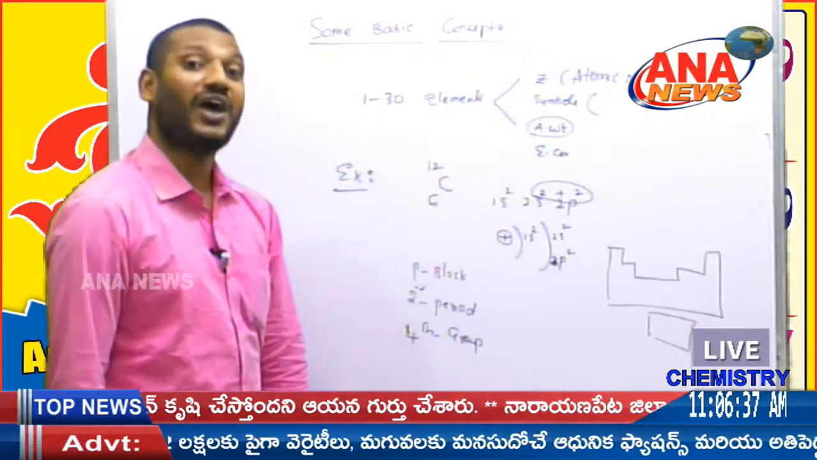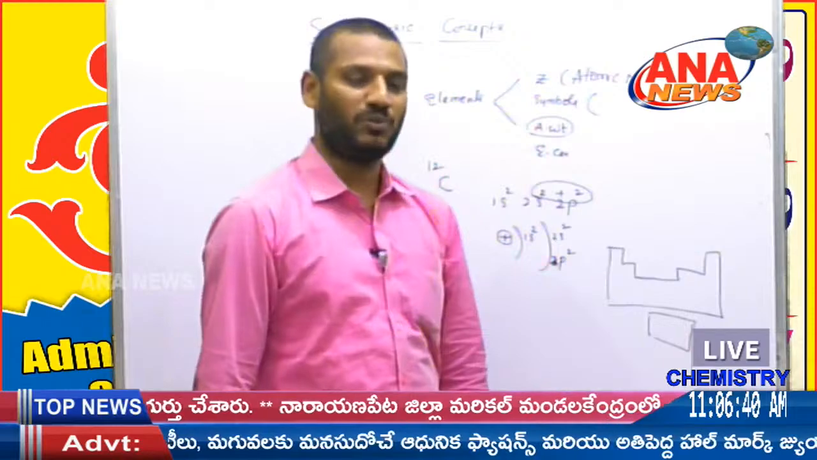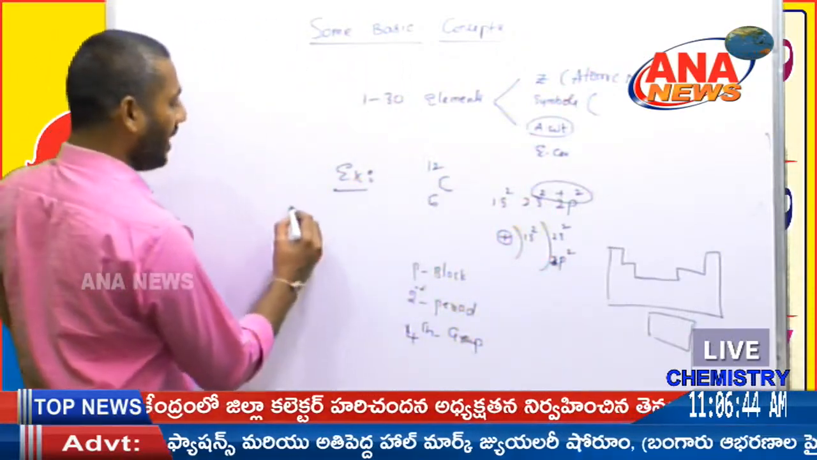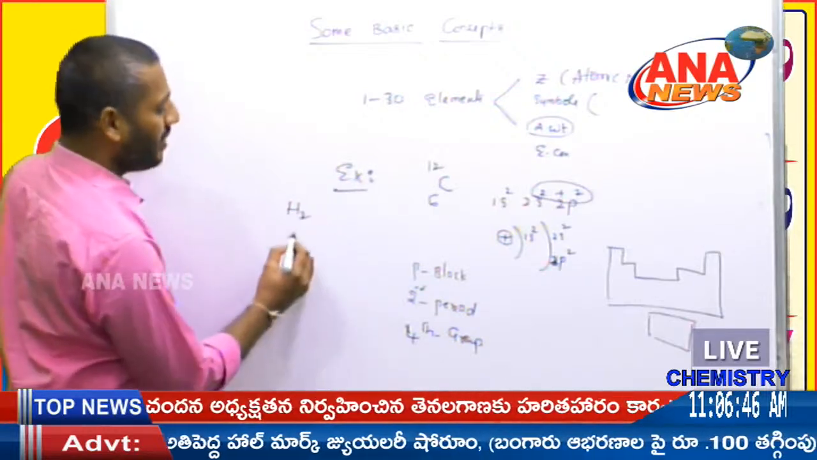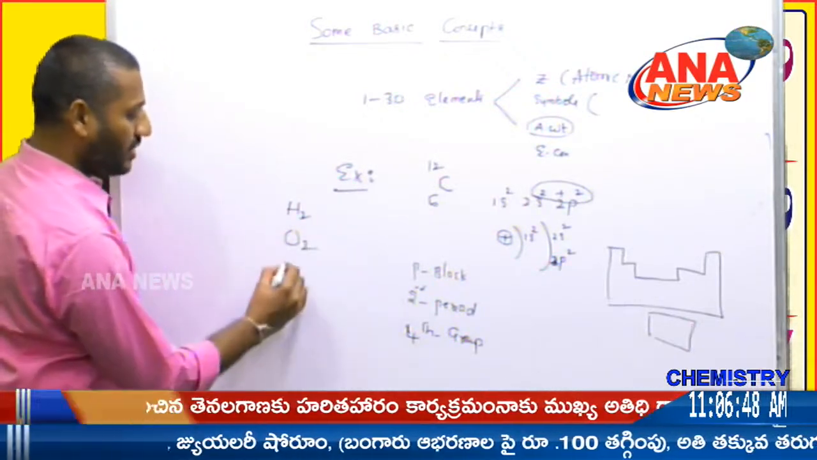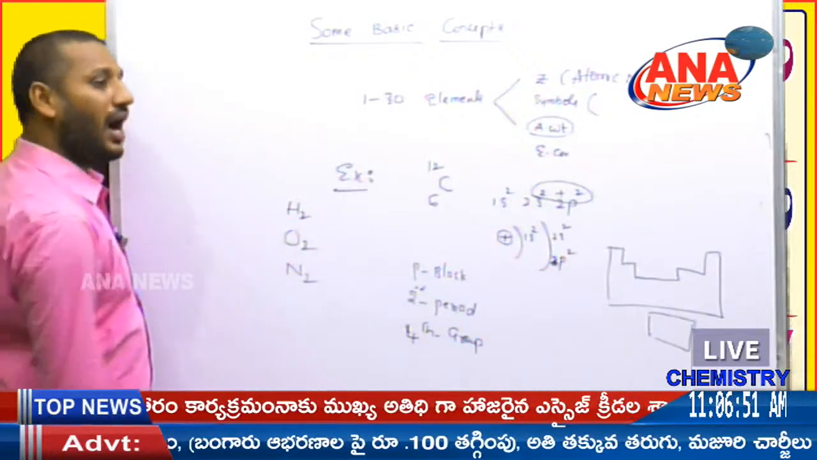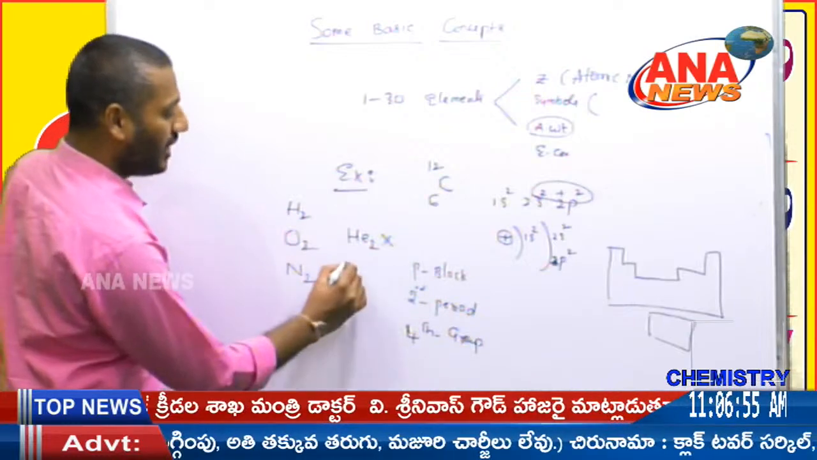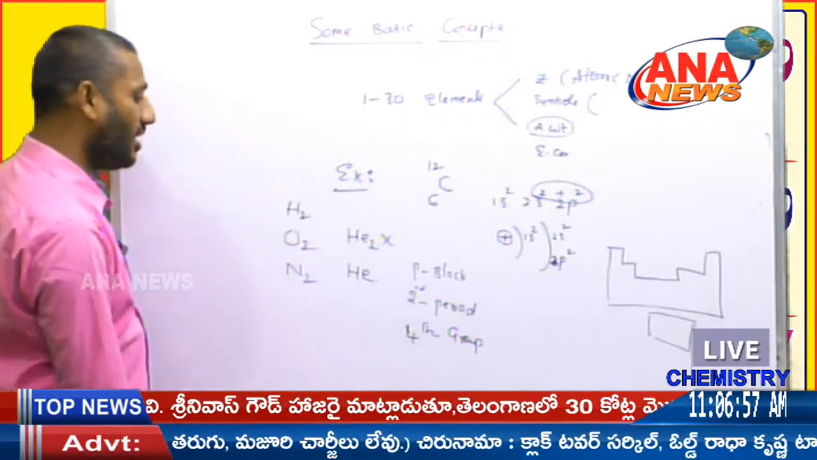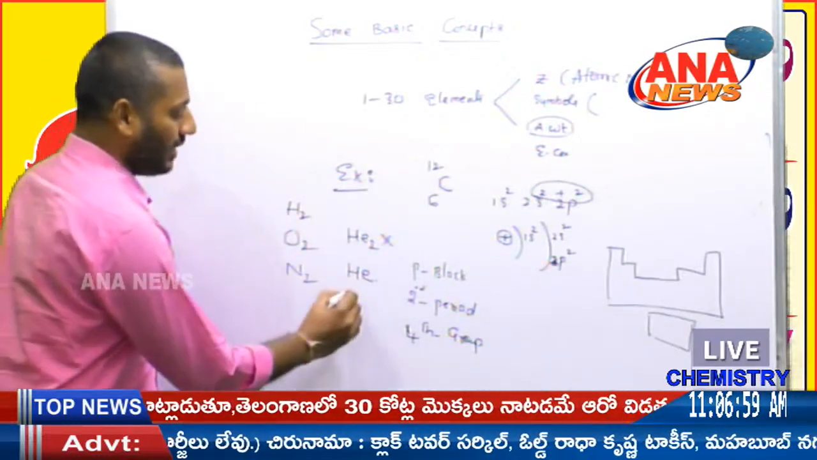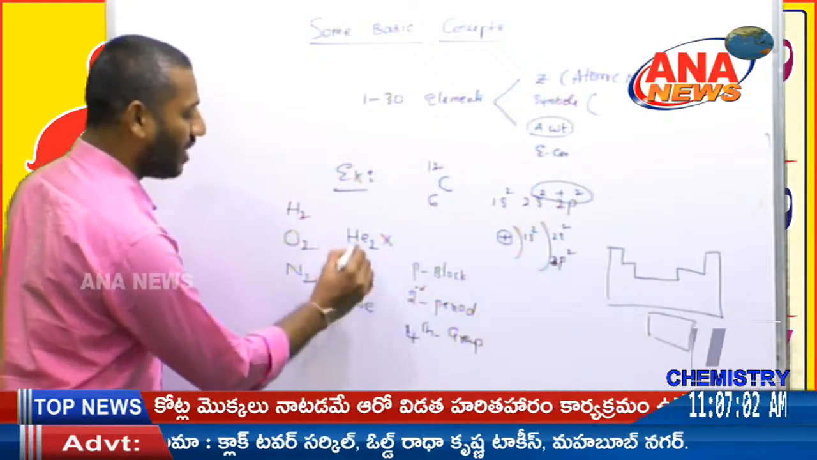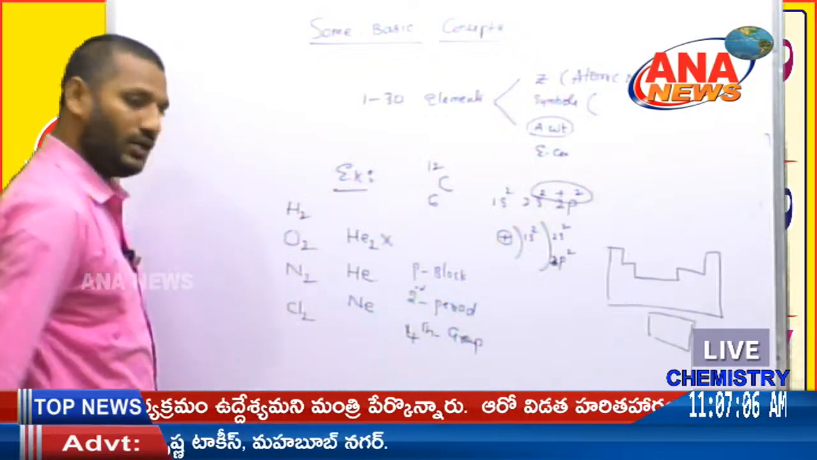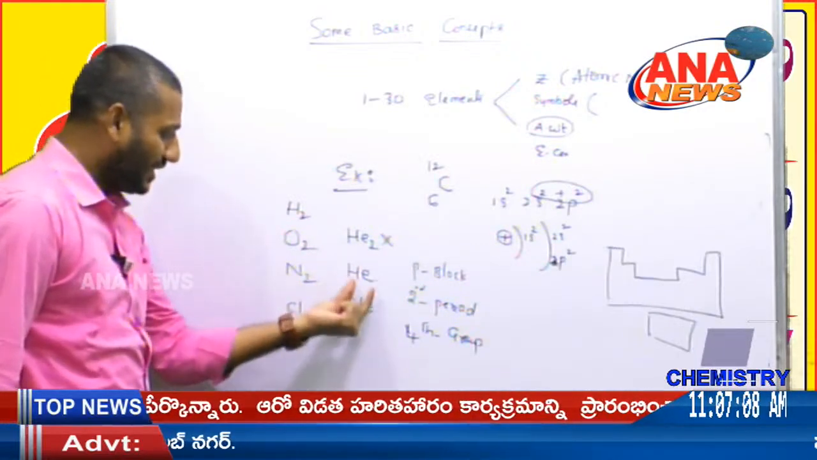What is meant by valency? The best example I can explain like this. Hydrogen can be written as H2, oxygen can be written as O2, nitrogen can be written as N2, but helium written as He2 is not applicable. It can be written as He only, not He2. Similarly, neon can be written as Ne but not Ne2. Similarly, chlorine is written as Cl2 also, except inert gases.